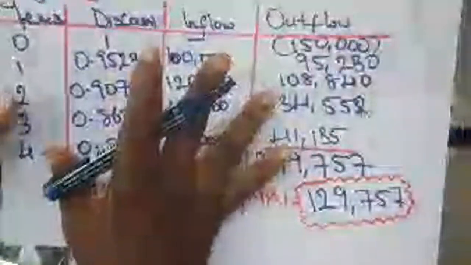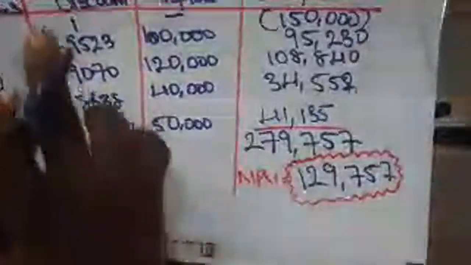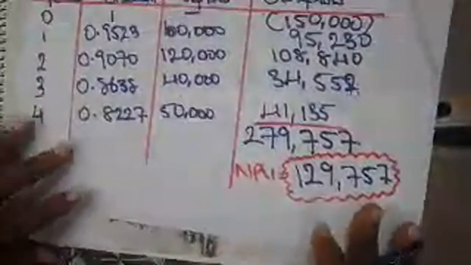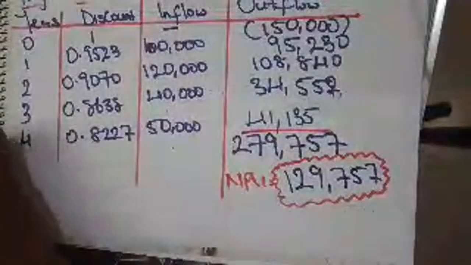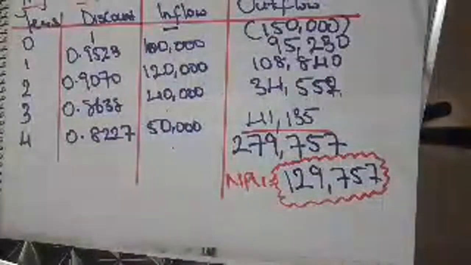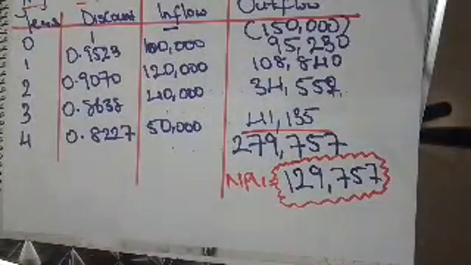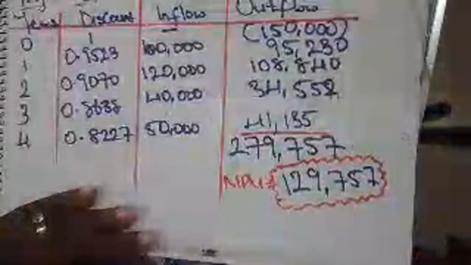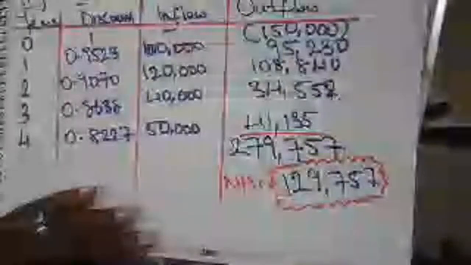So this is a solution for this. This is the NPV for project Q. If we were solving for project Q alone, looking at this, is it profitable or not?